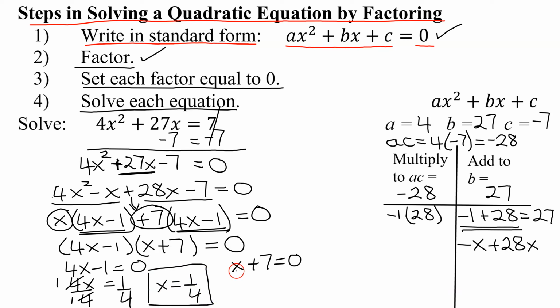The second one comes from x plus 7 equals 0. Subtract 7 from both sides. I get x equals negative 7. So there are my two solutions to this quadratic equation. If you wanted to check it, you'd take each solution in turn, plug it into the original equation to see if I get a true statement. You'd have to check x equals 1/4 and x equals negative 7.